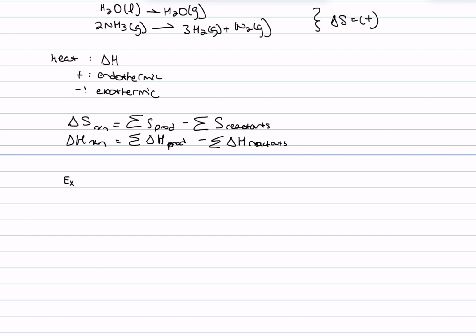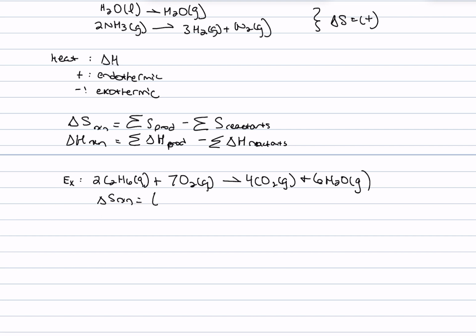So for example, for the reaction 2C2H6 gaseous plus 7O2 gaseous goes to 4CO2 gaseous plus 6H2O gaseous, the delta S of the reaction would be 4 times the S of CO2 plus 6S of H2O minus the sum of 2S of C2H6 plus 7S of O2.